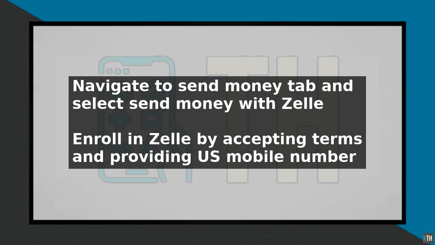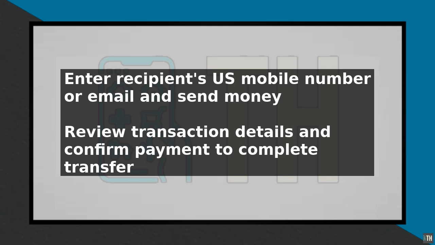The recipient will receive a notification that you have sent them money, and they can access the funds directly in their bank account if their bank is a Zelle partner. If their bank is not a Zelle partner, they will need to enroll in Zelle with their debit card to receive the funds.